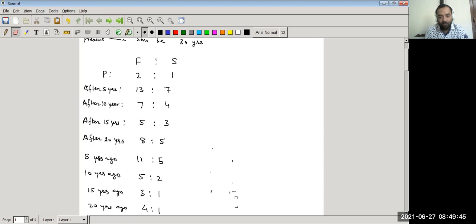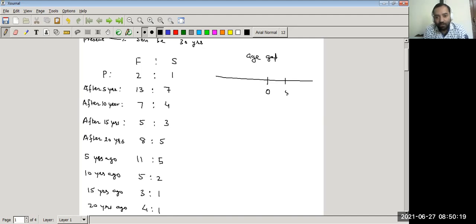So now we have framed the ratio of the present ages with 5 years ago, 10 years ago, 15 years ago, and after 5 years, after 10 years. So what we have to do now? Questions are given. One important thing that you have to keep in mind: we have to find the age gap. Let the present age be 0. हम इसको 0 लेके चले.